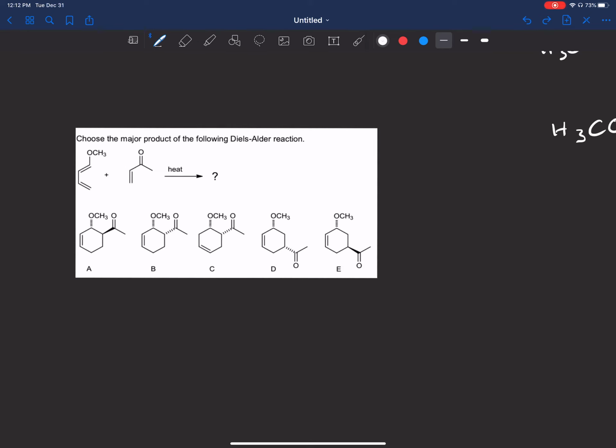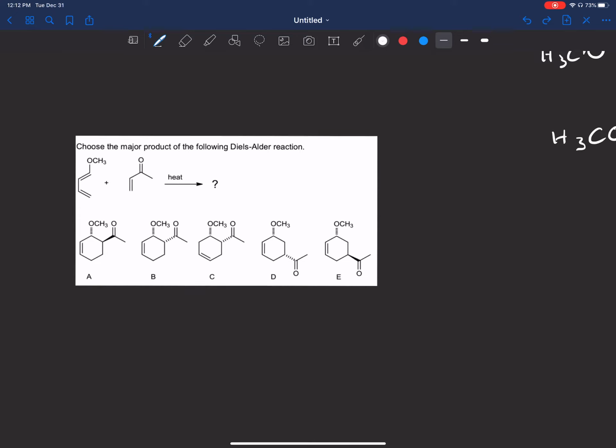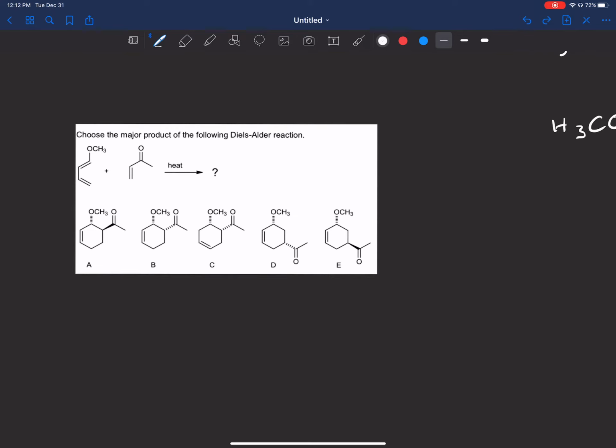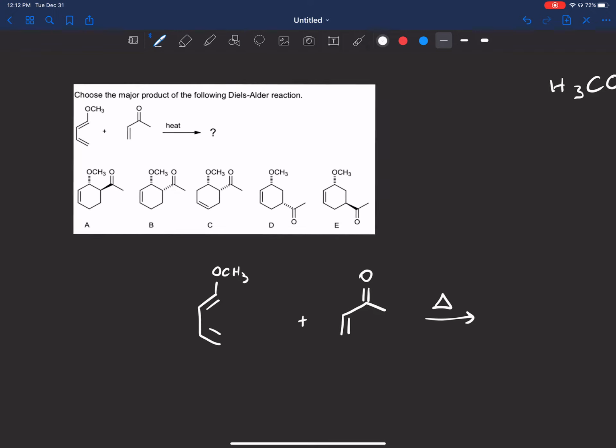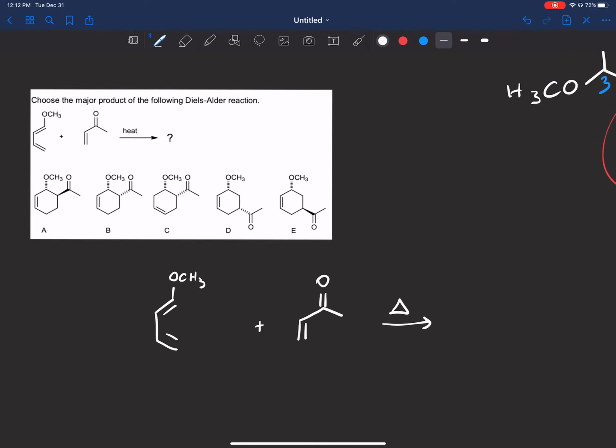Choose the major product of the following Diels-Alder reaction. So you can see that we have this diene, and I'm going to redraw everything here. And here's our dienophile. All right, and we react it with heat. So the first thing we have to do is determine how our Diels-Alder connects. Where's that partial positive and negative? And for that, we use resonance.